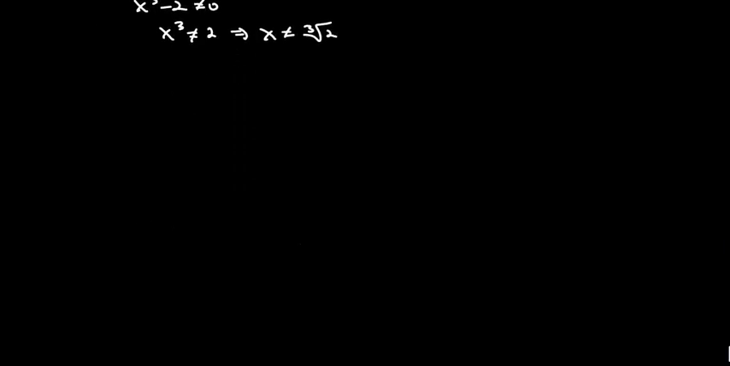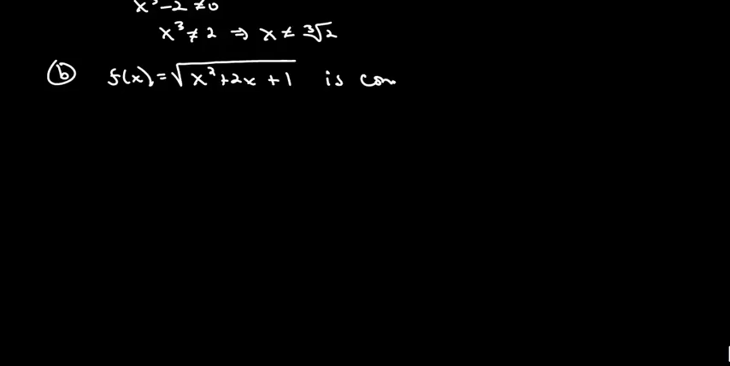Okay, let's go ahead and try another one here. For b, we need to show that f of x equals the square root of x squared plus 2x plus 1 is continuous at x equals 0. It's funny because they switched from x naught to x, so we can use x naught as well here. I think they were trying not to confuse you.